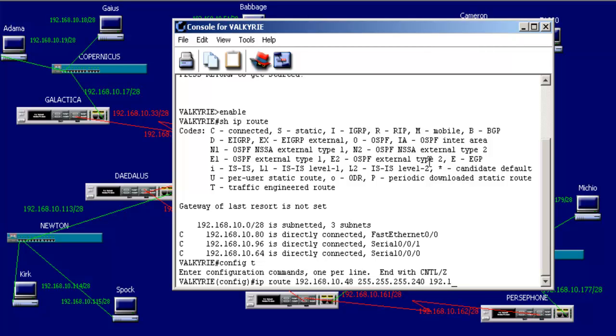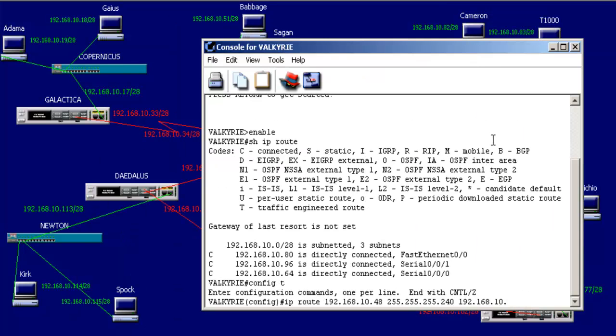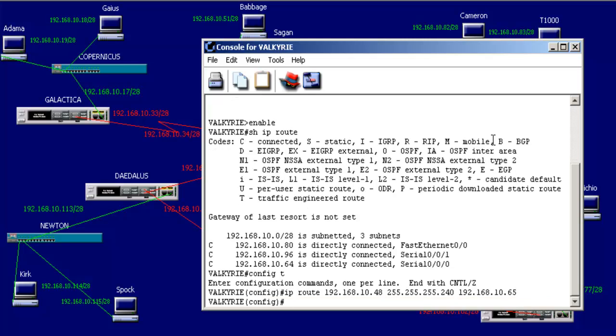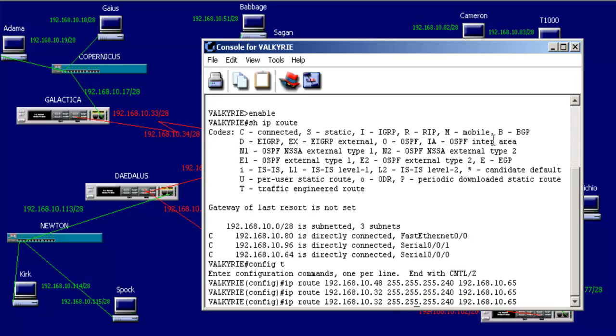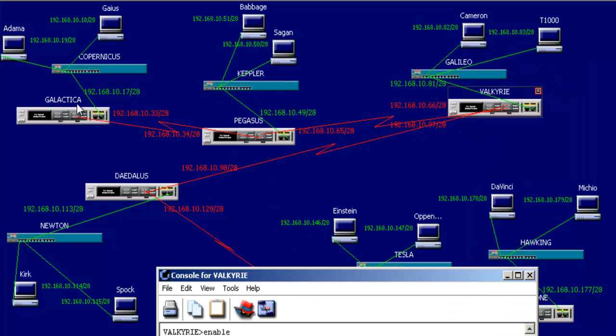All right, 192.168.10, and the IP address is going to be 65, right? That's where we want to send our traffic. And then we just need to teach it the next two networks. So working our way backwards, the next lowest would be 32, and the next lowest would be 16. And we've taken care of all of our lower subnets, all of our traffic moving this way.